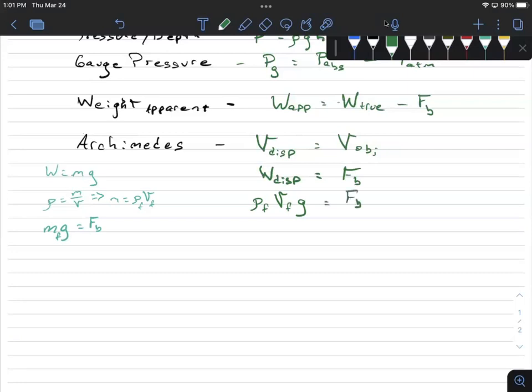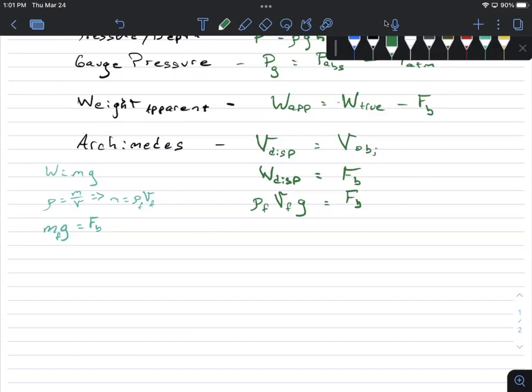This is more helpful because now what we have are the actual physical characteristics, things we can measure. I don't necessarily know the weight, but I do know the density of the water, and I do know how much water was moved out of the way, because maybe I know the volume of the object. So that can give me the mass. Mass times gravity gives me the weight, and now I have the weight of the water displaced as the buoyant force.